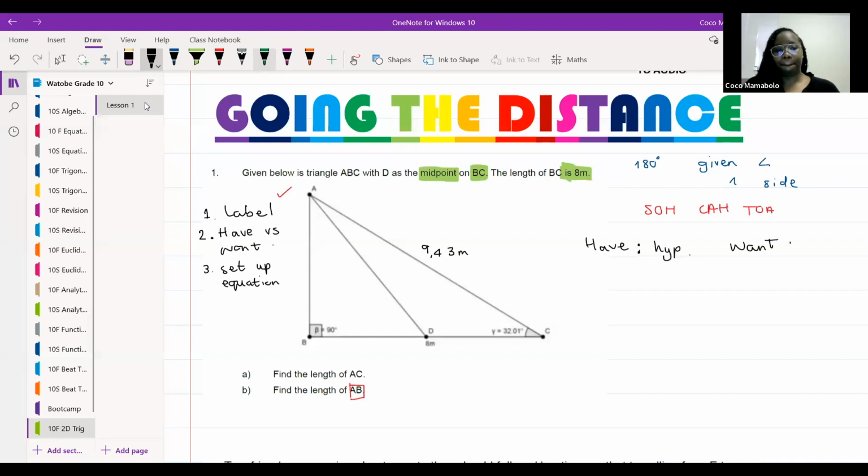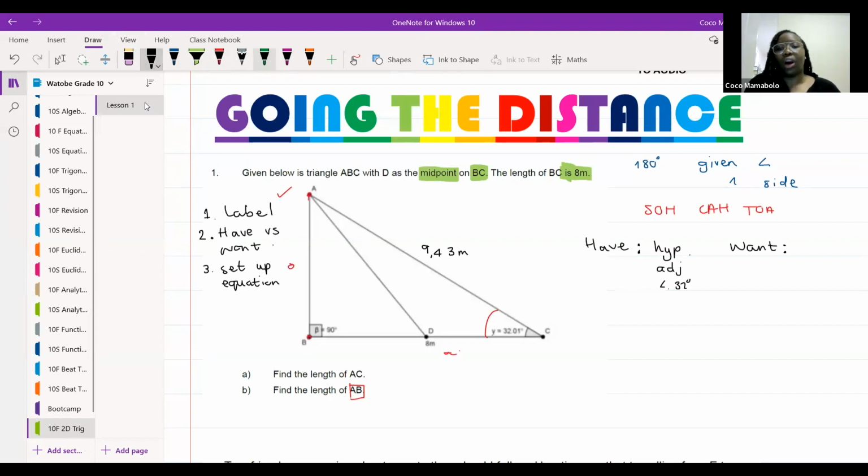We also have our adjacent side, which is BC, which is 8 meters. Good. And what else do we have? We have our angle C, which is 32 degrees. Beautiful. What do we want, Anatia? We want to find the length of AB, our opposite. Good, because in relation to our angle, this is the adjacent, we want the opposite side. The opposite side is AB.